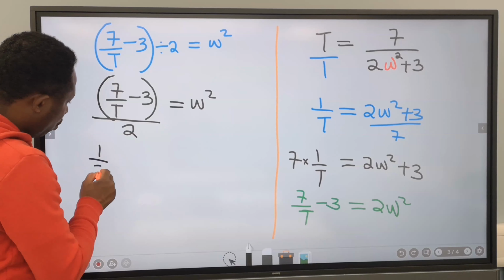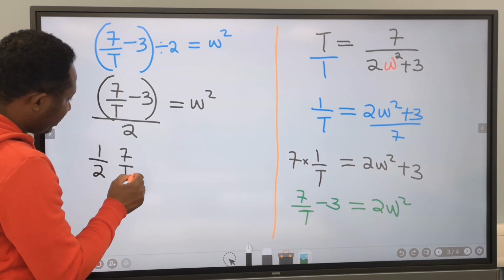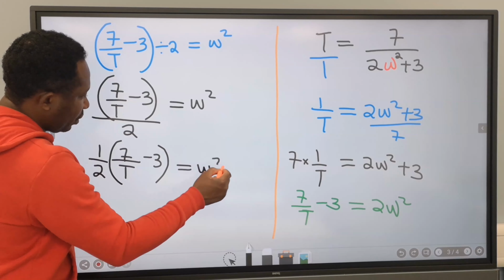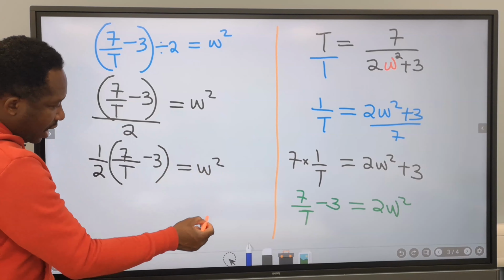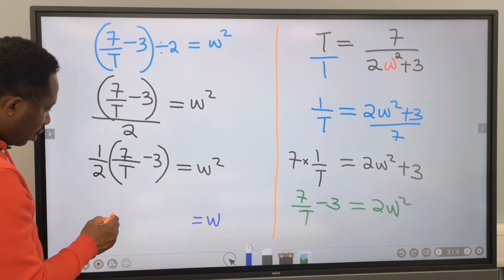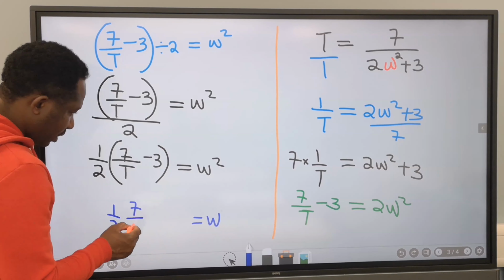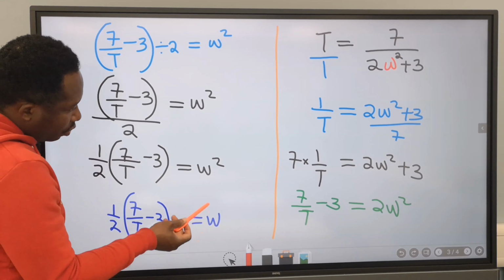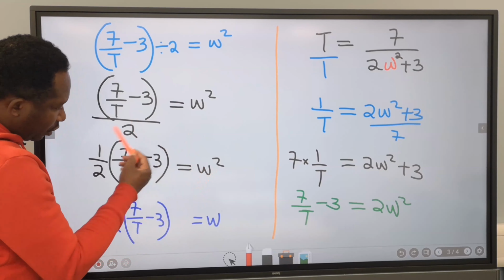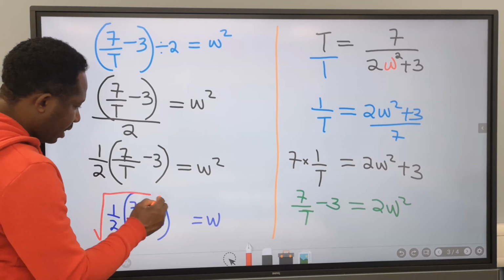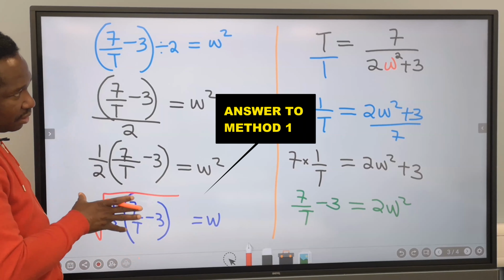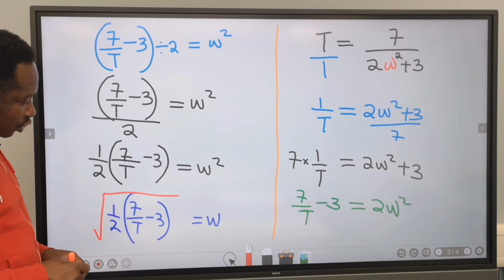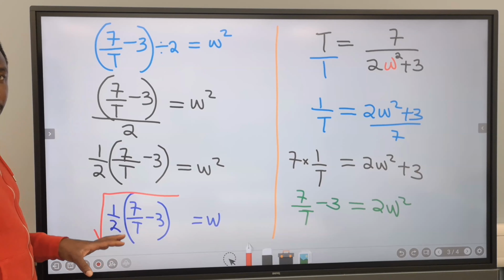This can become 1 over 2, 7 over t minus 3 is w squared. To isolate w, I will have that w is the square root of 1 over 2, 7 divided by t minus 3 in bracket. Whenever squared moves across the equal sign, it will become a square root, and this becomes our answer, making w the subject. This is one way of approaching this.